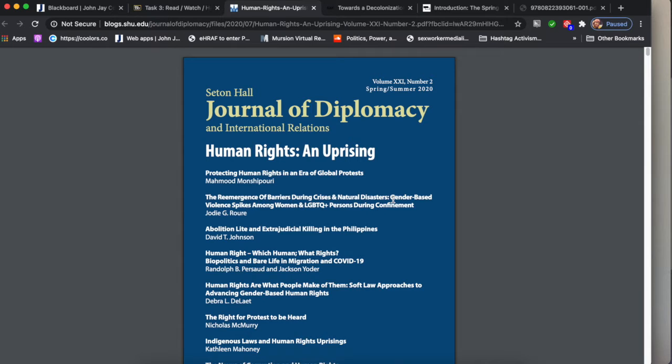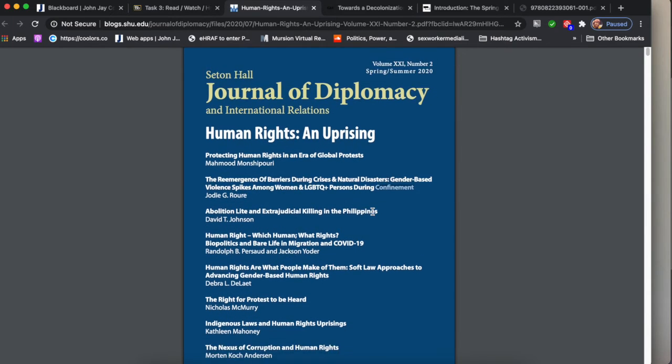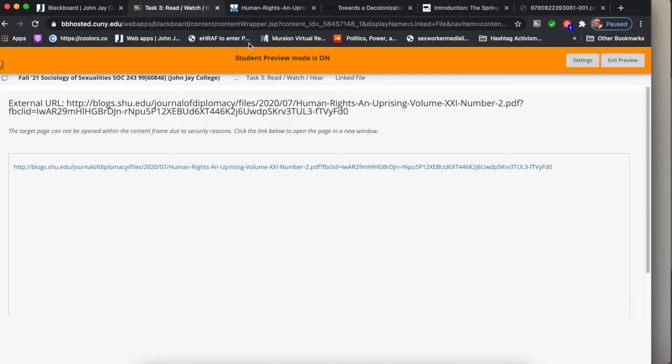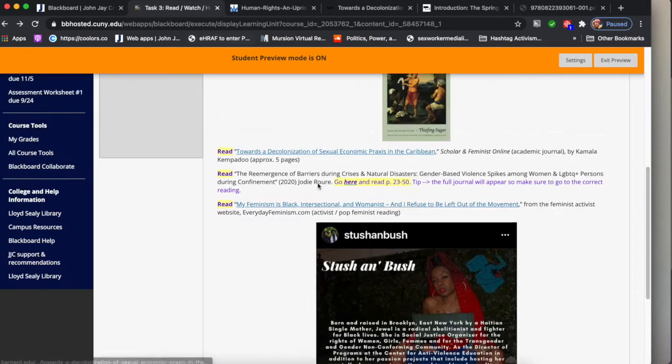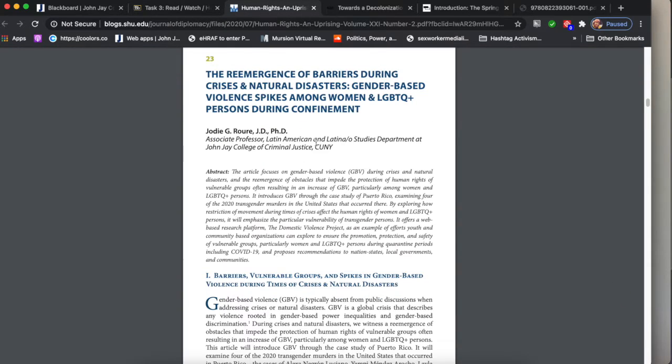She's looking at how gender-based violence, like domestic violence and sexual assault, spikes among women and LGBTQ plus persons during confinement, right? So here referencing COVID. You scroll down, you can see hers starts on page 23, I believe. Yeah, 23. So again, this is an academic article. So this is her reporting her research in a way to communicate with other scholars and scholar activists.